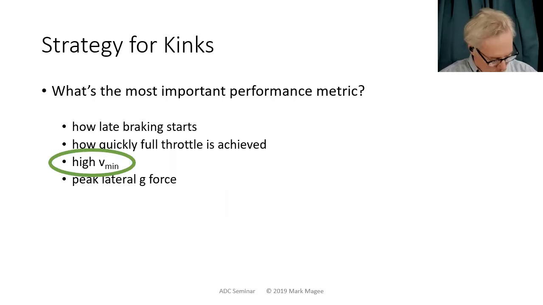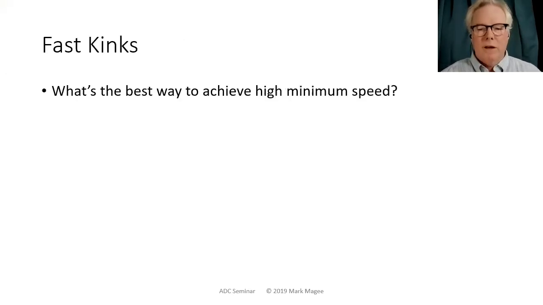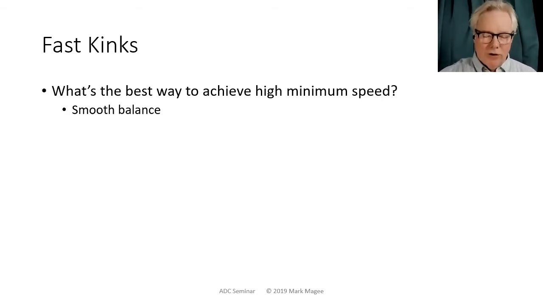Okay, so as we look at these corners, let's talk about how do we achieve this high minimum speed. So we want balance, and we want it to be a smooth balance. We don't want things changing around quickly. As weight moves between the four different tires, the balance of traction changes, the handling of the car changes. We want to minimize these kind of changes, especially abrupt changes.